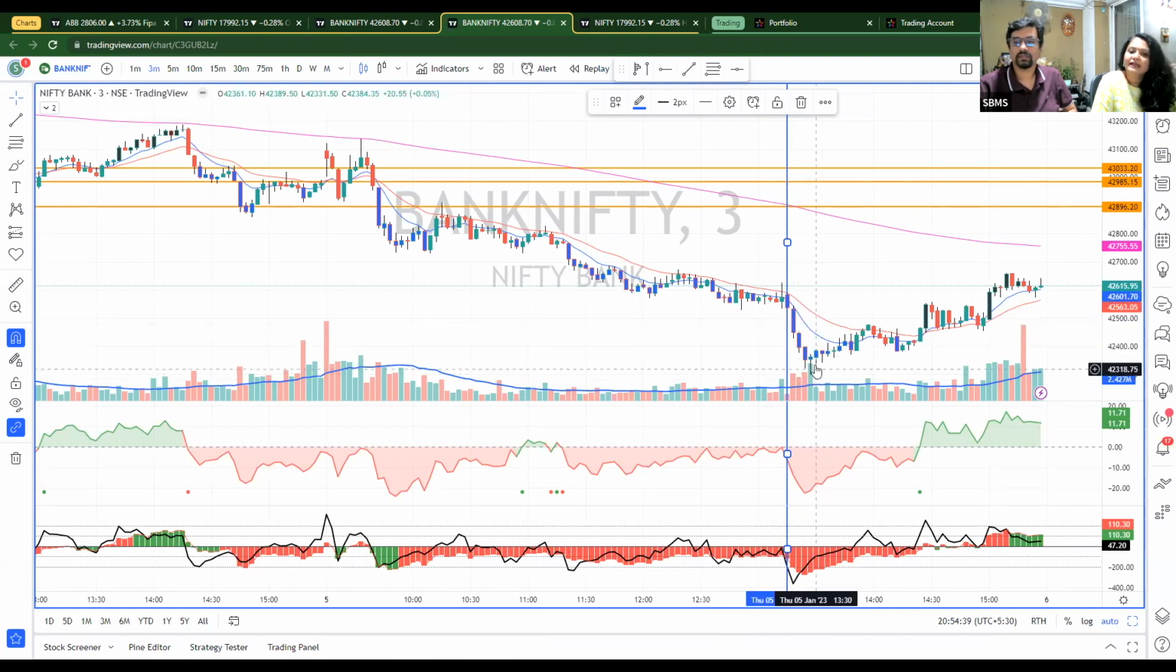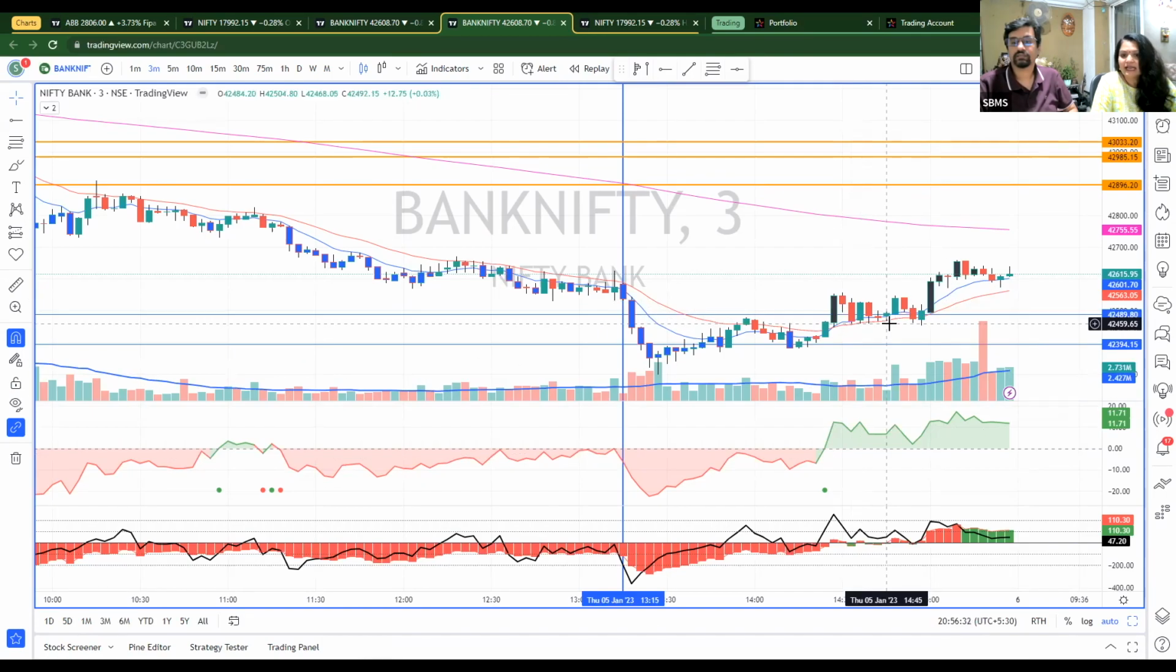Okay, and this is the actual exit. This is the actual exit of the trade, because it is closing above the blue line, and this candle gave us a buy, and there was a follow up, and immediately there was an exit also. Okay, it came and closed below our blue line.